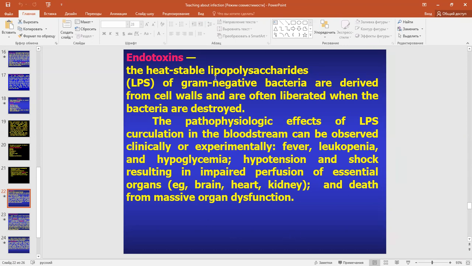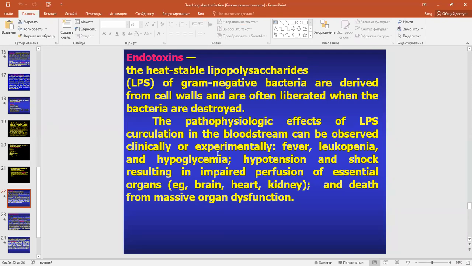Memorize: all gram-negative bacteria have LPS, so they have endotoxin. And what else? Mycobacteria. Mycobacteria are not gram-negative bacteria. If we stain them by Gram staining, we will see violet color, so they are detected as gram-positive bacteria, but they have lipids in the cell wall.